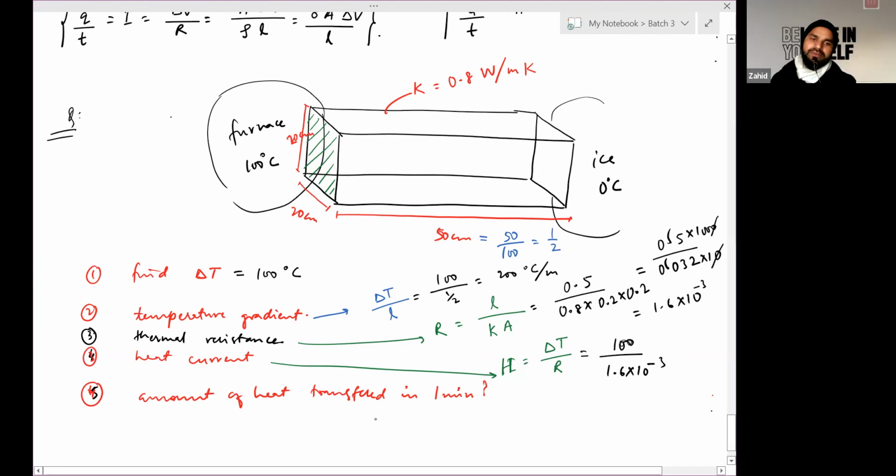So in the last part, if you have to calculate amount of heat transferred in 1 minute, H equals Q divided by T. So from this part, you can say Q equals H into T. So just multiply it by 60 seconds.